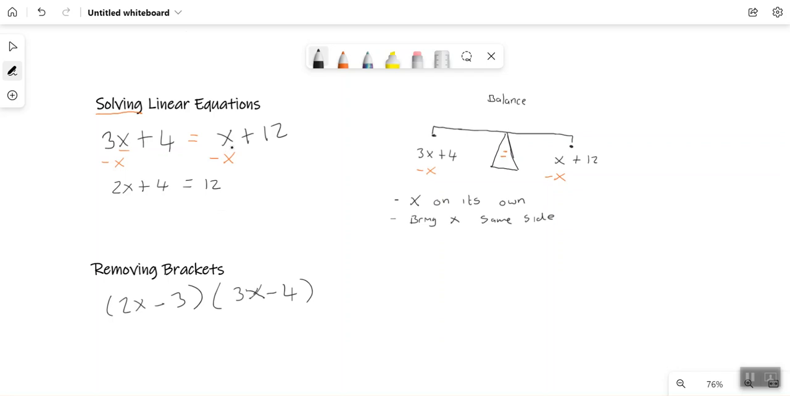Okay, so now what that essentially does is it brings all the x's over to one side of the equation because we're trying to get x on its own. So the next part then is to remove the numbers around x, starting with the number furthest away.